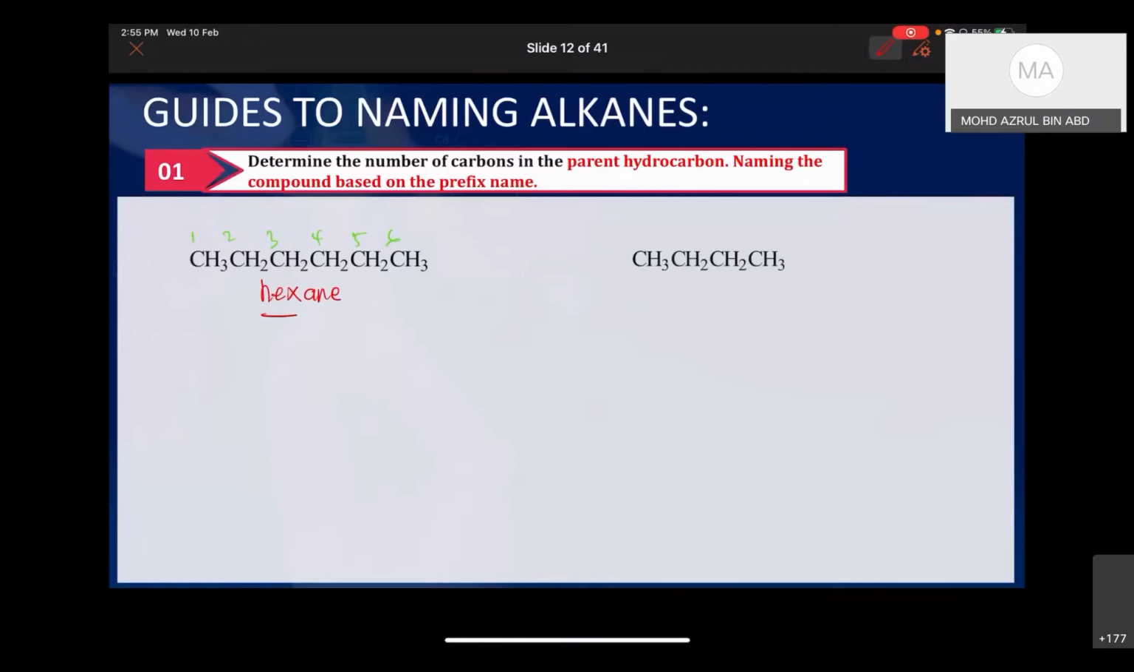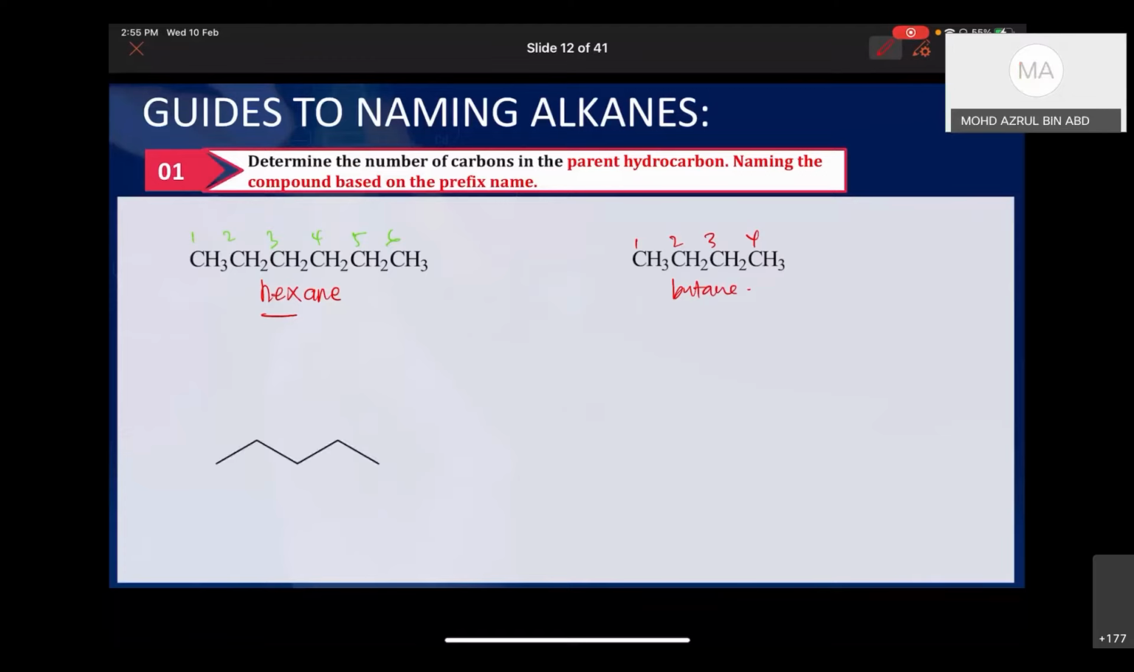Okay, hexane. And then how about this one? How many carbons? 1, 2, 3, 4 carbons. So which means we can name it as a butane. Yes, nice, as a butane.